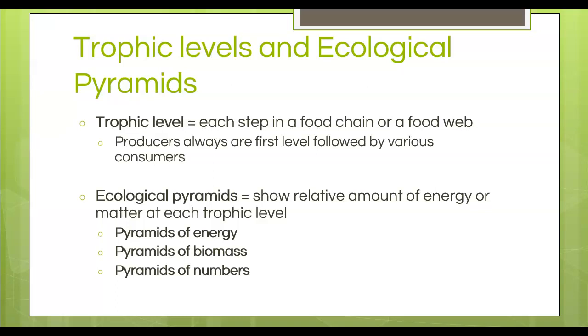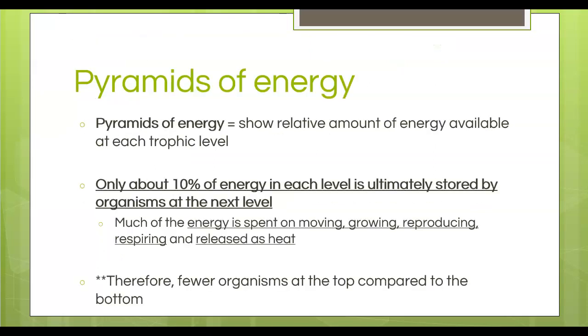So when we look at food webs and food chains, we talk about trophic levels. That's going to be each step in the food chain or food web. And so producers are always the first step, and then we have our primary consumers, secondary, tertiary, and quaternary consumers. We'll also take a look at ecological pyramids, pyramids of energy, biomass, and numbers to show the relative amount of energy that's available at each trophic level. So pyramids of energy are going to show the relative amounts of energy. The important thing to remember about this is that only about 10% of energy in each level is stored by organisms at the next level.